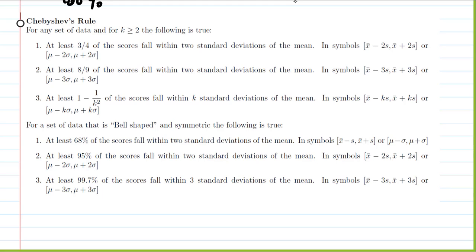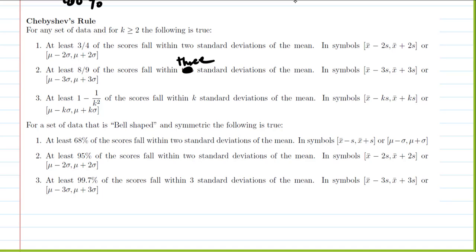8/9 of your data will always be within 3 standard deviations of the mean. That's a typo. 3. And at least 1 minus 1 over k squared of all the scores fall within k standard deviations of the mean. So this formula works for any set of data.